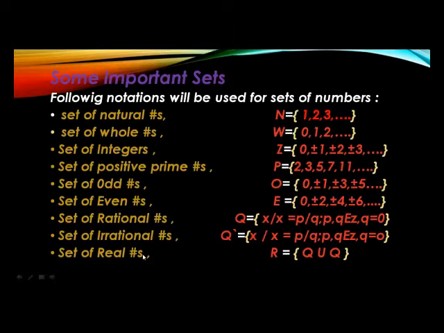The last is the set of real numbers. For real numbers, we use capital R, and we write R is equal to Q union Q prime. Here Q prime means when we combine these two sets, we get R. Set R, or the real numbers, means all types of numbers are included in set R, so it cannot be written. All positive, all negative, all fractional numbers, all decimal numbers, all radical signs are included in set R, so it cannot be written in tabular form.